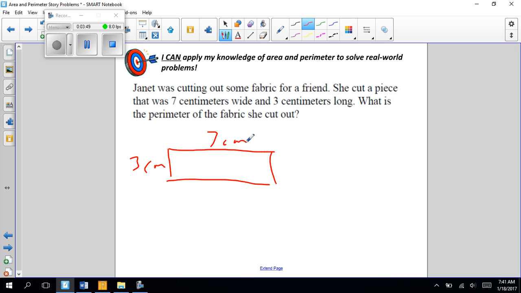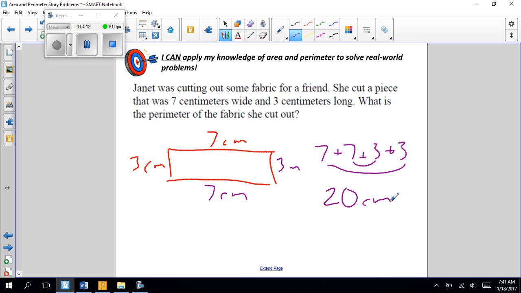It says, what is the perimeter? So I know that I need to be paying attention to what every single side is. So I look at all those sides. I add them up for perimeter. 7 plus 7 plus 3 plus 3. If you're trying to do it in your head, I know that 7 plus 3 is 10. So 10 plus 10 is 20 centimeters. Got it. Question number 4.